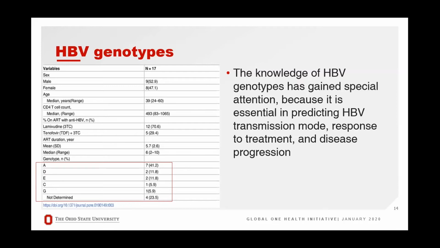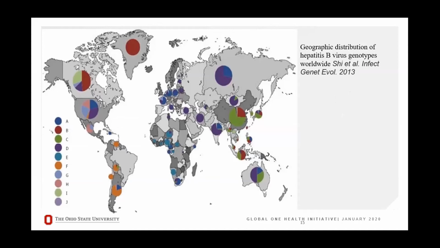So we identified that genotype A is the predominant genotype among the identified Hepatitis B virus strains in our study. When we see the distribution globally, it is variable. You can see Canada is dominated by genotype B, Russia is dominated by genotype D, and in the African region genotypes E, A, and D are the dominant ones.